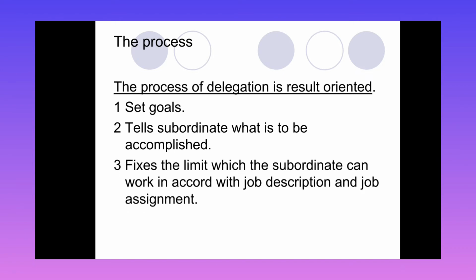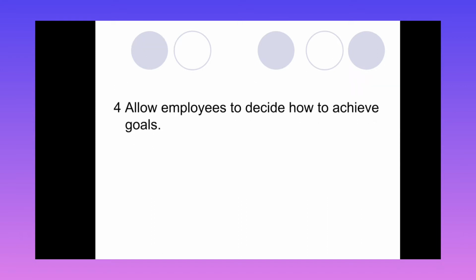Then fix the limit within which the subordinates can work in accord with the job description and job assignment. I already told you, the parity between the authority and responsibility should be clearly mentioned in written form. Okay. Then allow the employees to decide how to achieve the goals. The means and measures to be taken are for the employees, subordinates only. Let them utilize their own ability to achieve the task. These all are the steps.